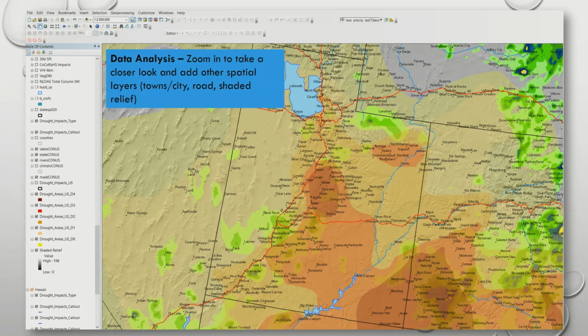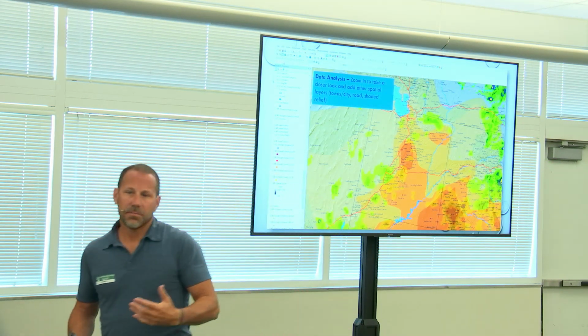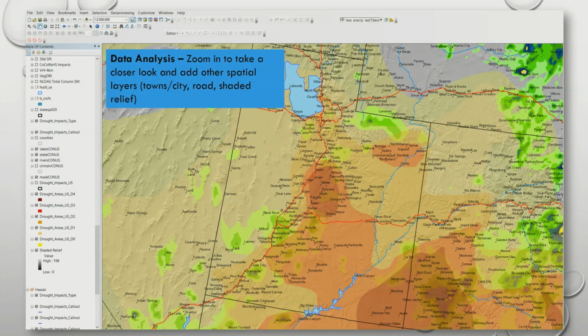And next step is zooming in to the particular area. I've zoomed into Utah here so you can take a look. I did this a couple days ago. This was the 7-day precip. And what I can do at this point is turn on other layers, roads, cities, and so forth to give me a better idea spatially where things are occurring.